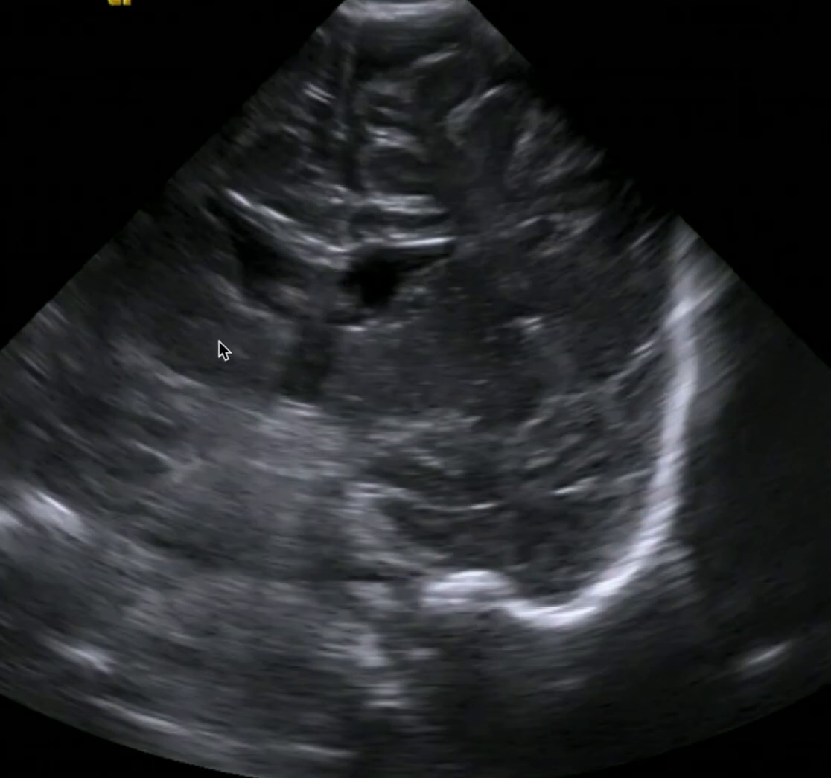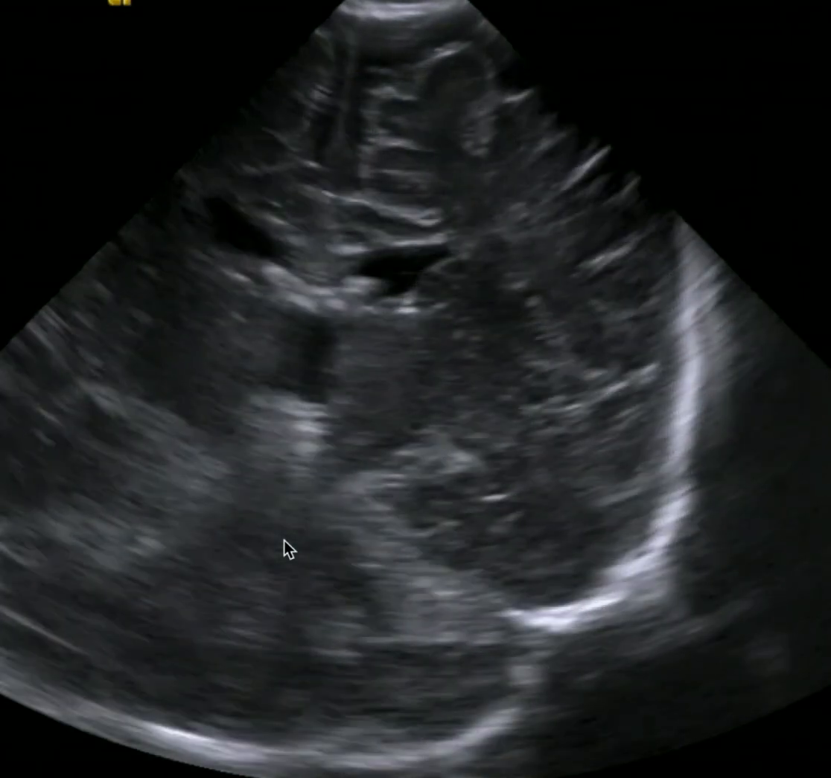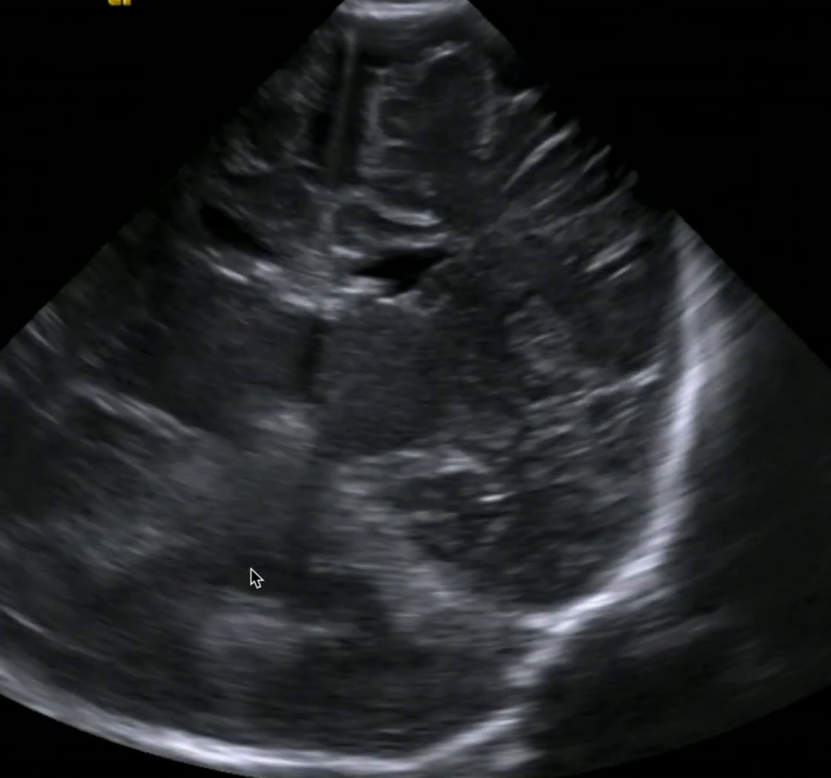We also are seeing our thalami here, and in the medial temporal lobes right here, we're seeing our hippocampi here on the right and here on the left. As we continue to rock posteriorly here, we're going to see our fourth ventricle appear back here at midline and be adjacent to the right and left cerebellar hemispheres.